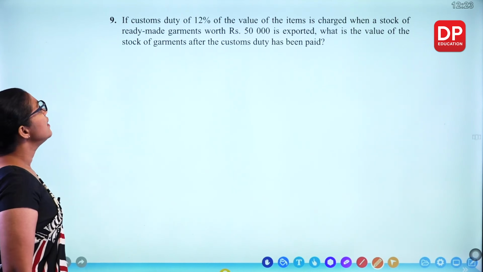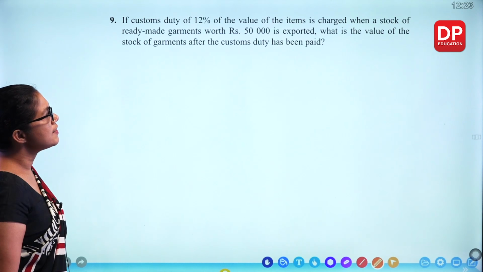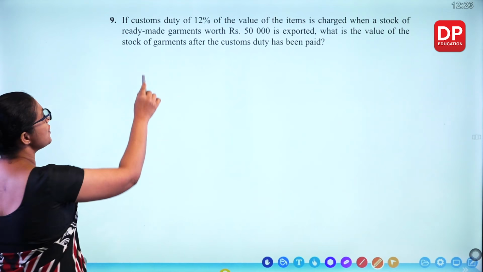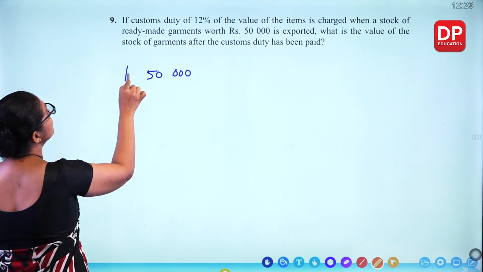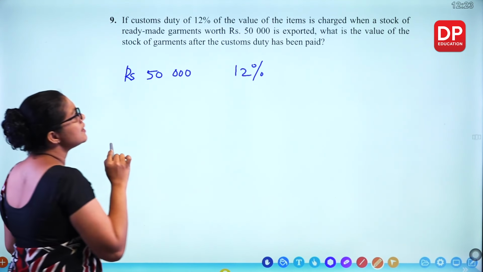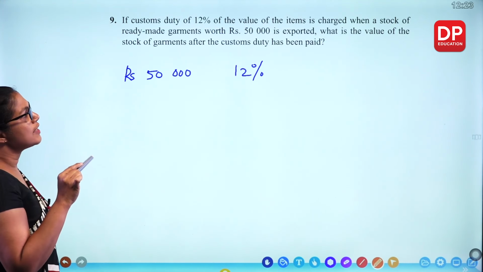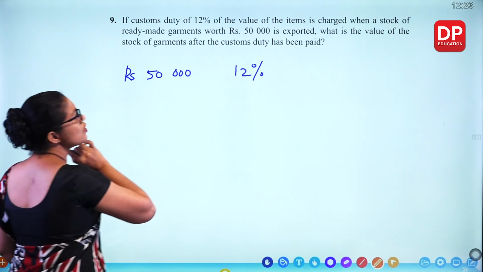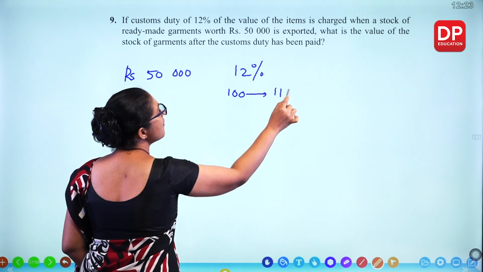Question number 9. If customs duty of 12% of the value of the items is charged when a stock of ready-made garments worth 50,000 is exported, what is the value of the stock of garments after the customs duty has been paid? So they are charging 12%. So if this is 100, you have to pay 112.